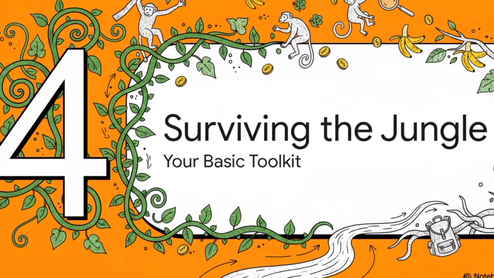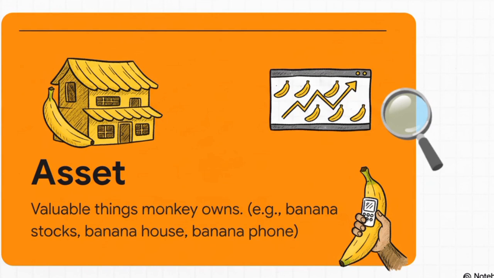Okay, so we've seen how this simple animated analogy can make sense of everything from personal debt to massive market craziness. So now let's wrap this up with a quick survival toolkit. A few key terms to help you navigate your own financial jungle. First up, an asset. Super simple. It's any valuable thing a monkey owns. We're talking banana stocks, a banana house, even that shiny new banana phone.